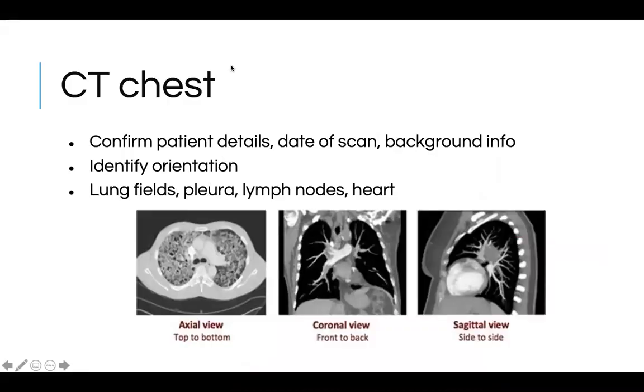Okay, so now we're going to move on to a little bit on CT scans of the thorax or chest. So what's important again is just making sure you're orientated and you know which view you're looking at the scan from. So if you look here, let's get the pointer out again. This is an axial view, so looking from top to bottom. Coronal view, looking from front to back, and then sagittal, looking from side to side.